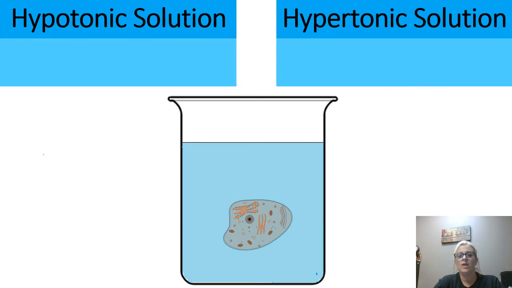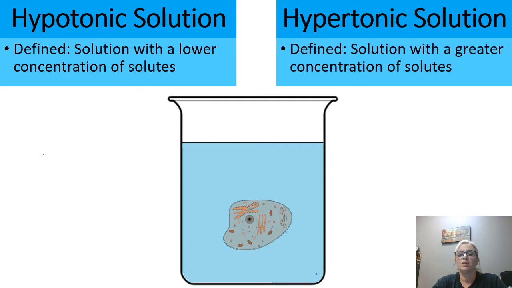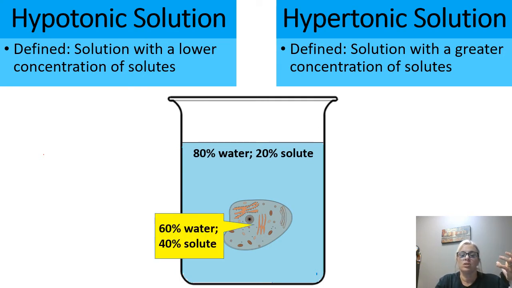So here we have an over-exaggerated size cell so that we can see the cell in the solution here. The solution in the water is about 80% and 20% of the solute. And we have the definitions here. A hypotonic solution, hypo means below. So hypotonic means a solution with a lower concentration of solutes. A hypertonic solution is one that has a greater concentration of solutes.